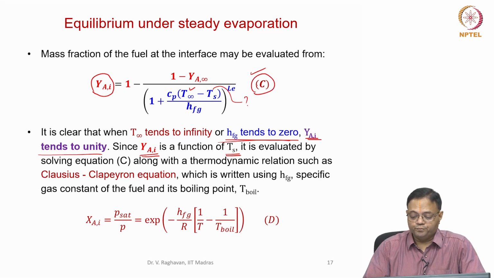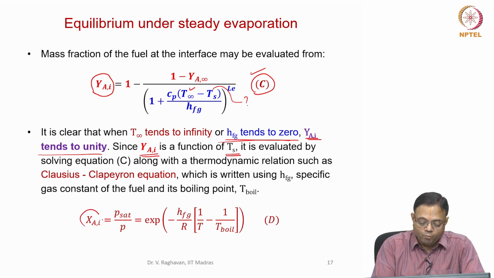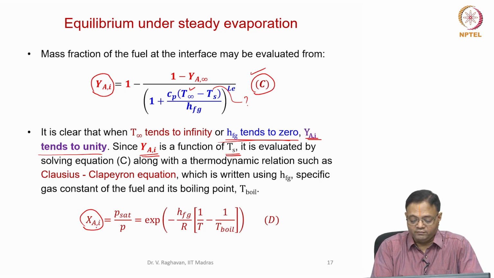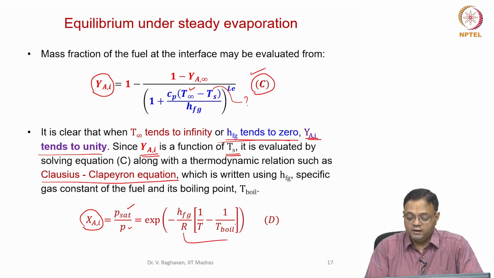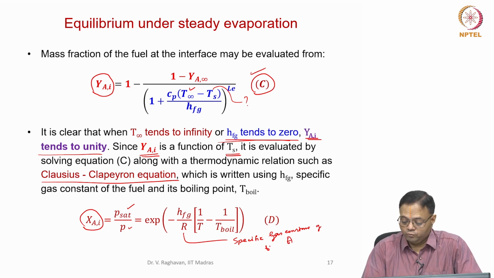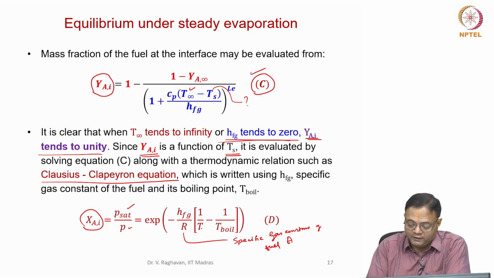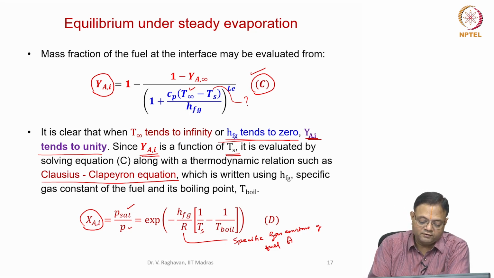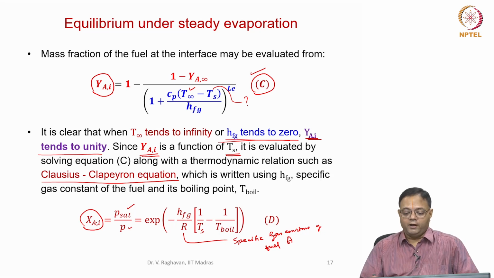Now this is equation C. I can solve equation C for a given value of Ts and find the mole fraction of A at the interface using the Clausius-Clapeyron equation, which is written like this. It is nothing but P sat by the total pressure P equals the exponent of minus HFG by R, where R is the specific gas constant of fuel A, into 1 by T minus 1 by T boil. T is any temperature, it may be the surface temperature. If the surface temperature approaches T boil, then XA will be equal to 1. That means Ya also will be equal to 1.